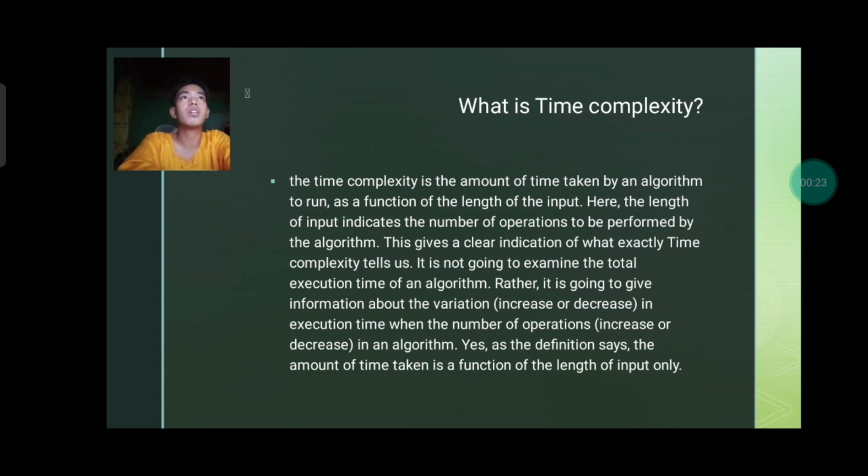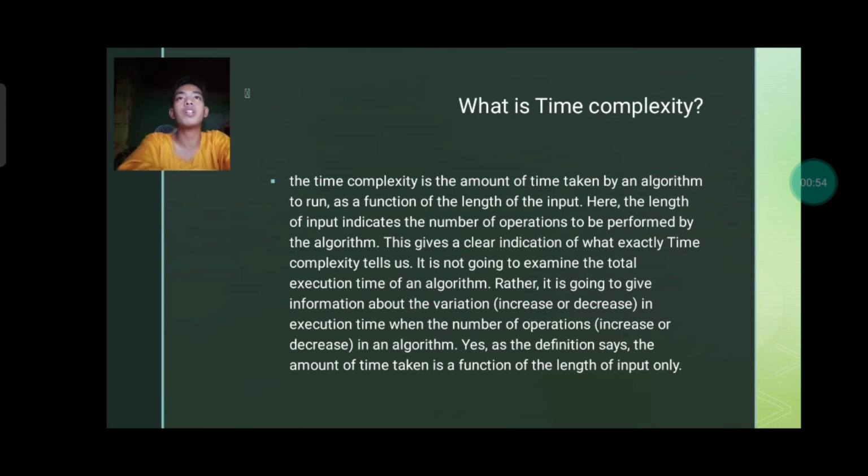This gives a clear indication of what exactly time complexity tells us. It is not going to examine the total execution time of the algorithm. Rather, it is going to give information about the variation, increase or decrease, in execution time when the number of operations increases or decreases in the algorithm. So yes, as the definition says, the amount of time taken is a function of length of input only.